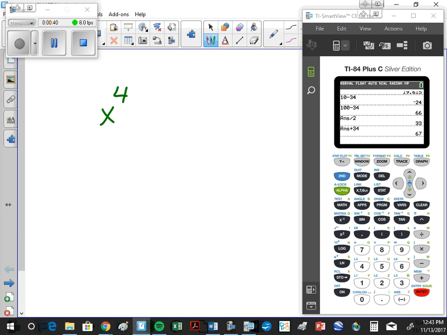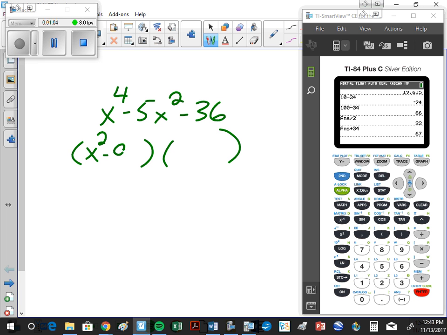x to the fourth minus 5x squared minus 36. That's kind of like a quadratic. We're finding the factors of negative 36 that add to be negative 5. x squared minus 9 and x squared plus 4.